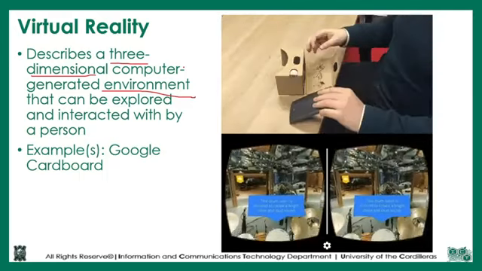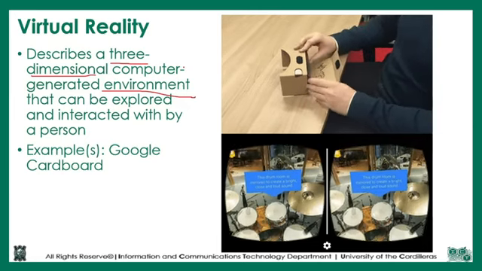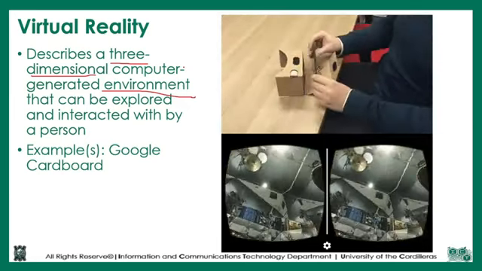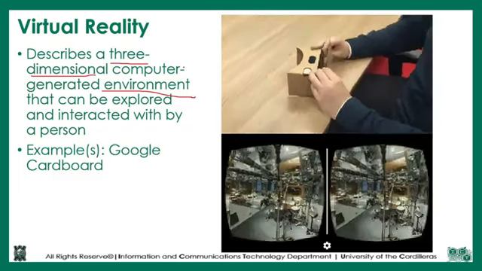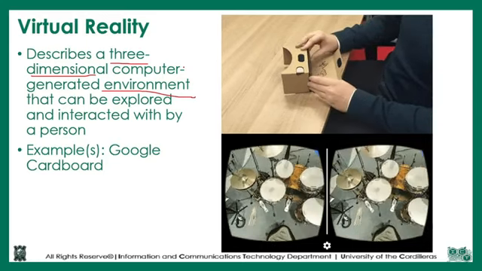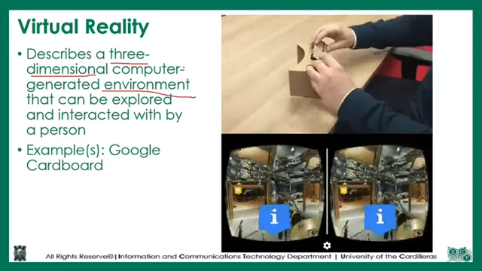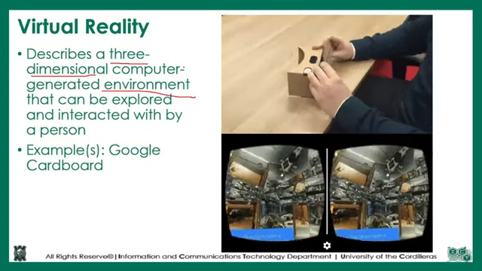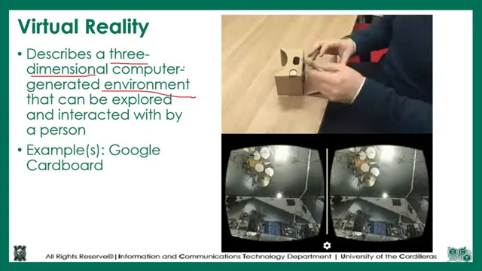As you can see on the top right, that is an example of a Google Cardboard. If you cannot afford the more expensive Oculus Rift or one of the HTC Vive or one of those virtual reality goggles, that's all right.